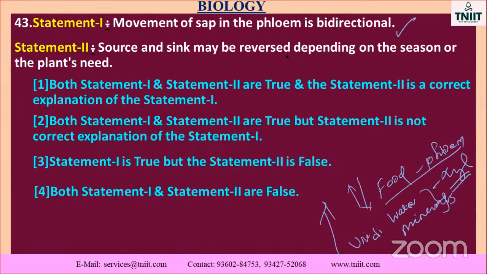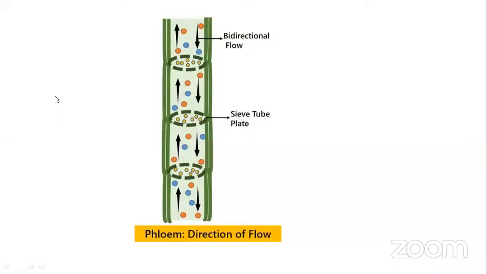Source and sink may be reversed depending on the season. Already you know about it. Suppose it is reversed depending on the season or the plant's need, yes, it is also correct. So both statement 1 and statement 2 are true, and statement 2 is the correct explanation of statement 1. Seasonal variation occurs, and reversal is automatically possible. Okay, so both statements are correct is the answer.